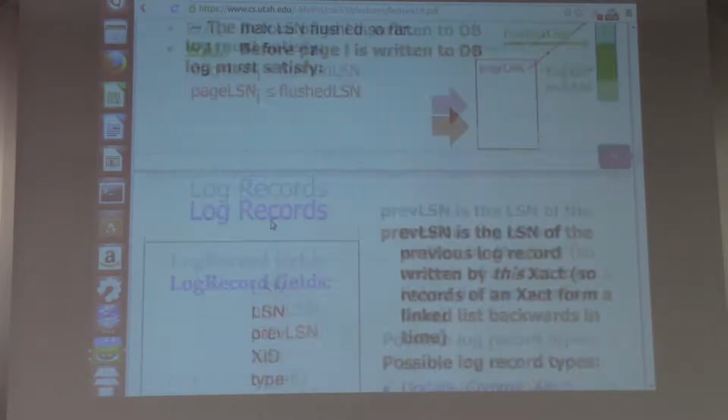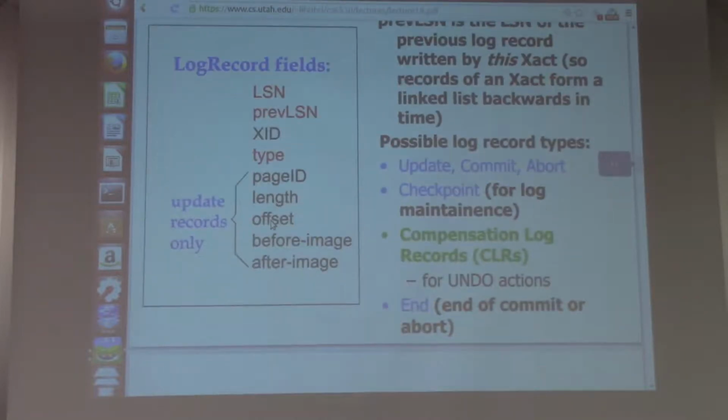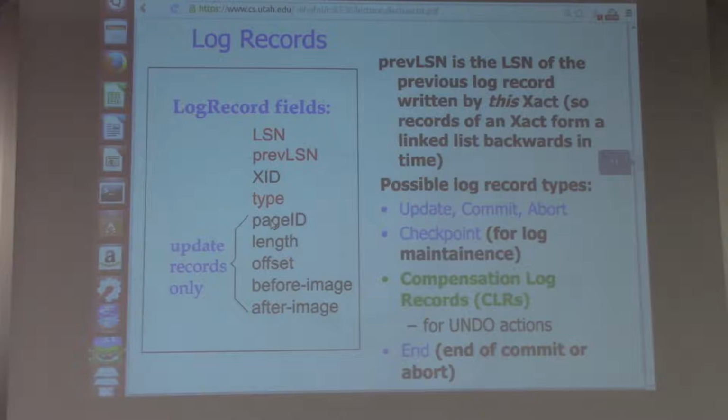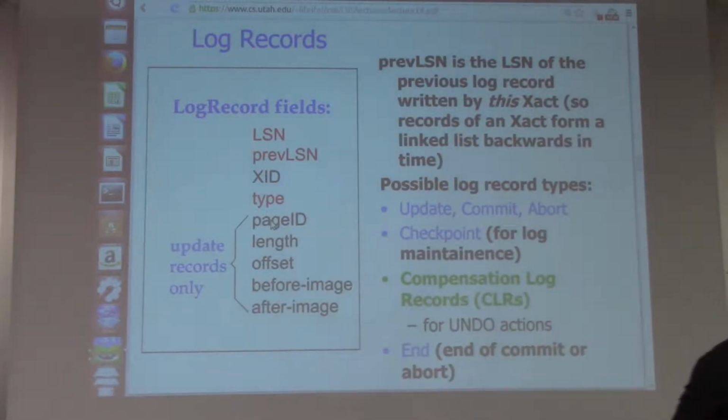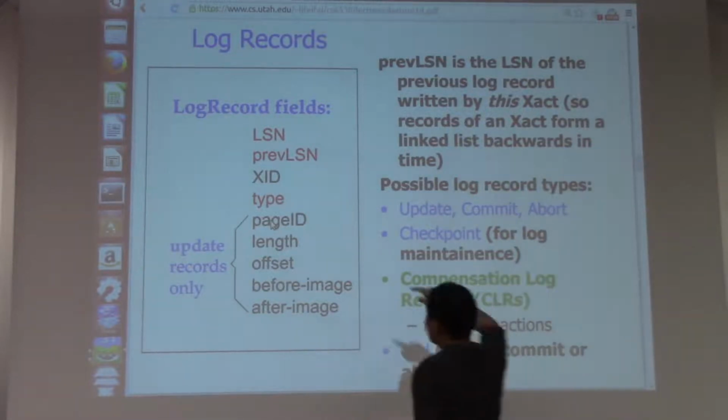Good. So far so good. Now let's look at the log record in a little bit more detail. In addition to those fields I have introduced earlier, there are a few additional fields in a log record.